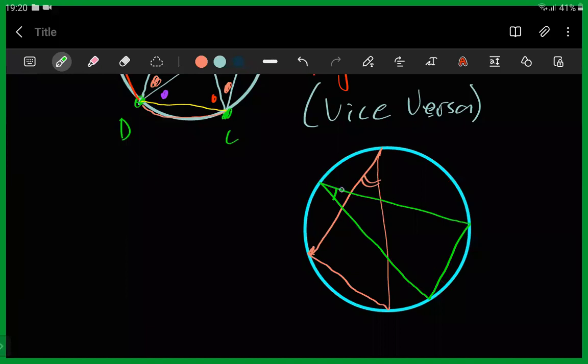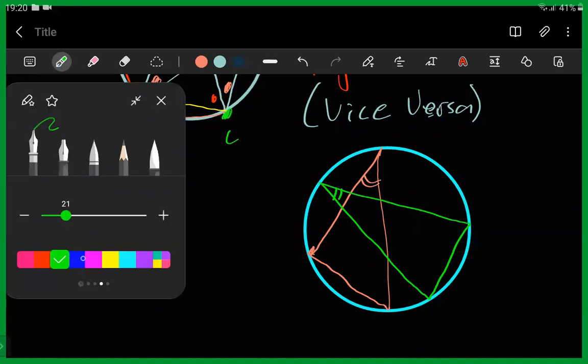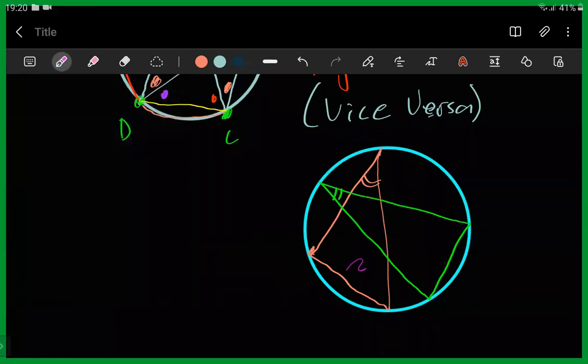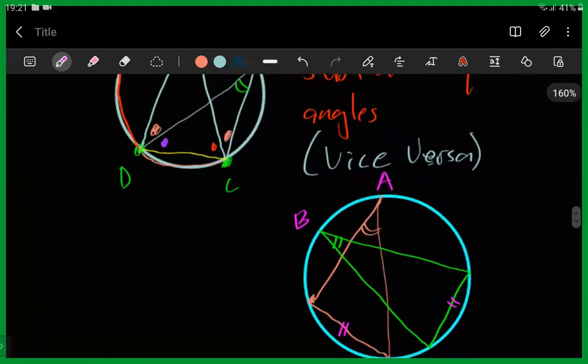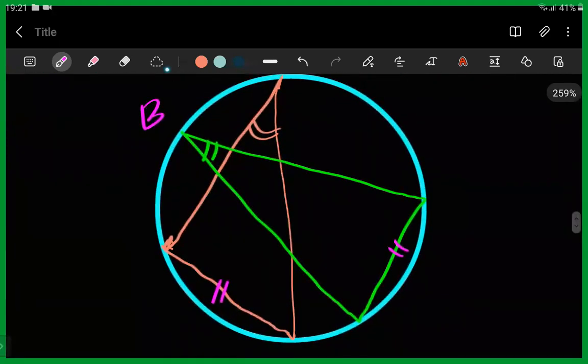The moment you know that these chords are equal, it means that whatever this angle is, if it's A and this one is B, they will be equal to each other, because the law says equal chords subtend equal angles. You get it? What I mean is, actually, let me put it the other way around. Let me leave the lines out.